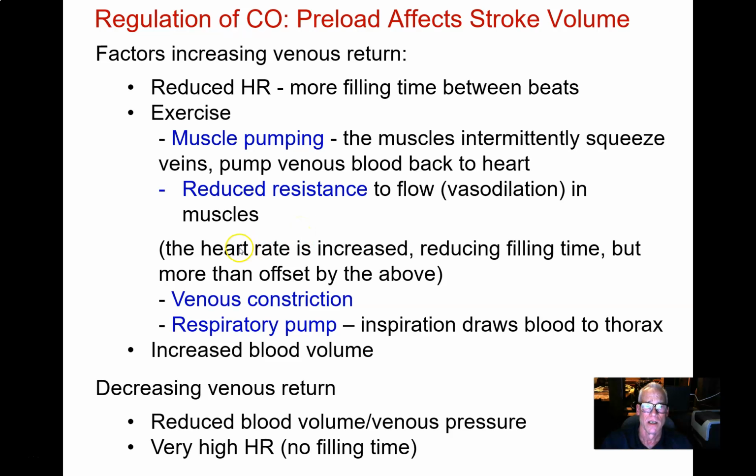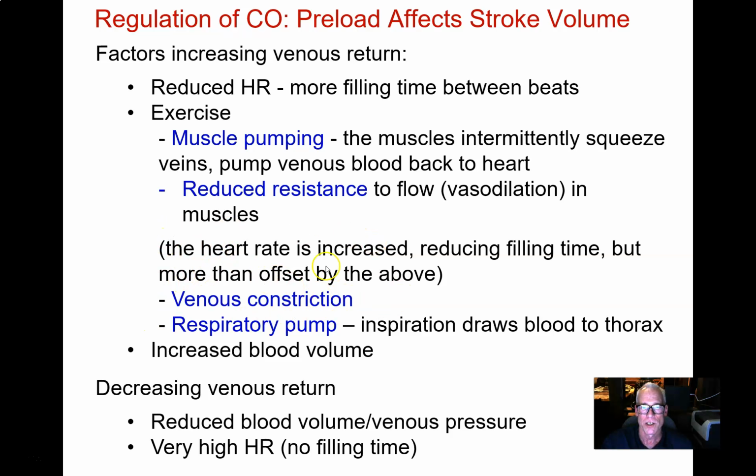During exercise, the heart rate increases, which reduces filling time, and that in itself actually does lower stroke volume, lower end diastolic volume, I should say, but increasing heart rate overall, because there's more strokes happening per minute, increases cardiac output anyway, but that's sort of an aside.